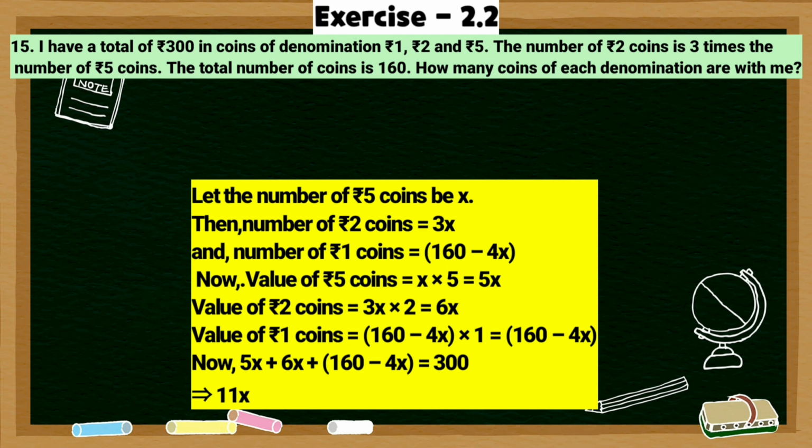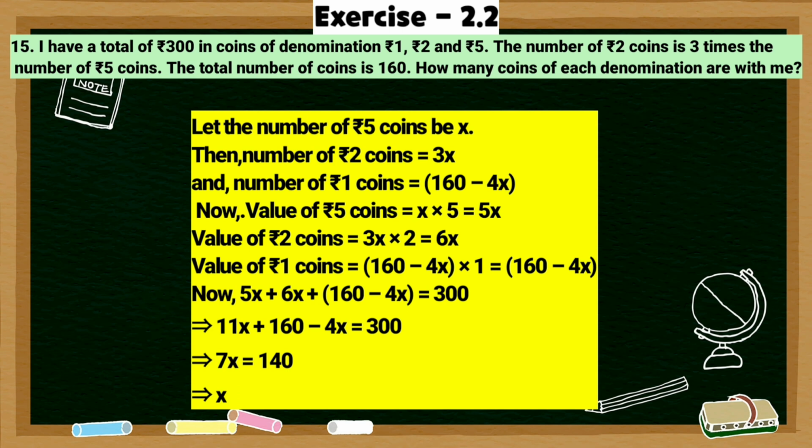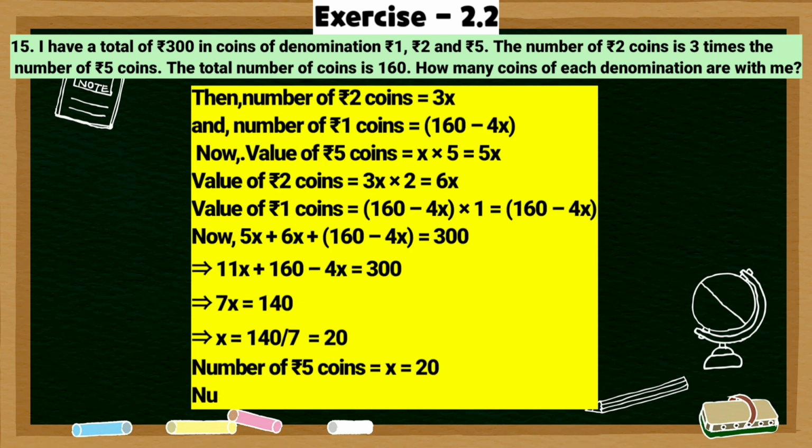5x plus 6x is equal to 11x, plus 160 minus 4x is equal to 300. So 11x minus 4x is 7x is equal to 140. So x is equal to 140 divided by 7, that is equal to 20. So the number of 5 rupees coins is equal to x, that is equal to 20. Number of 2 rupees coins is 3x. So 3 into 20, that is 60 coins.